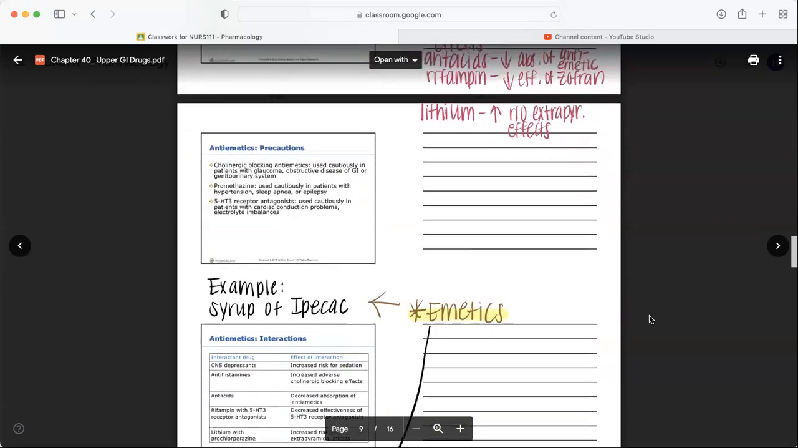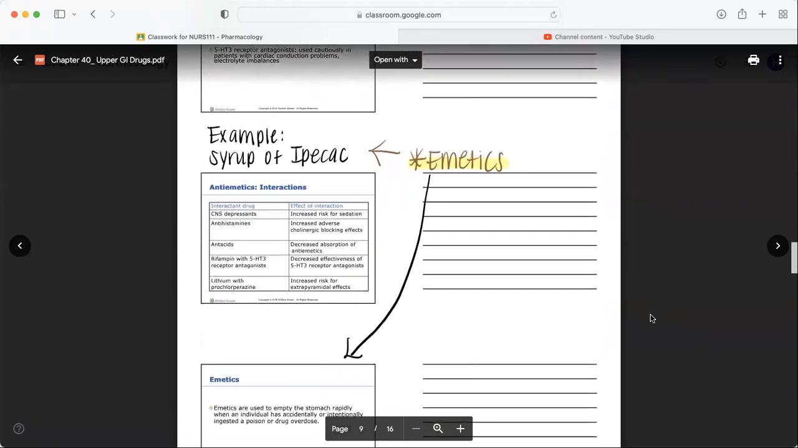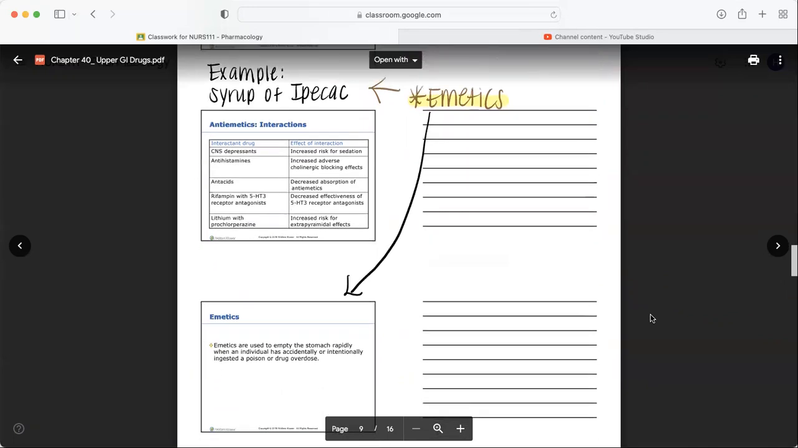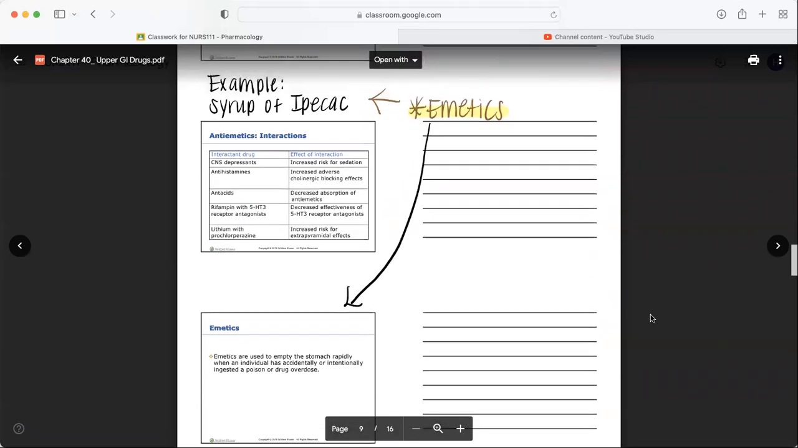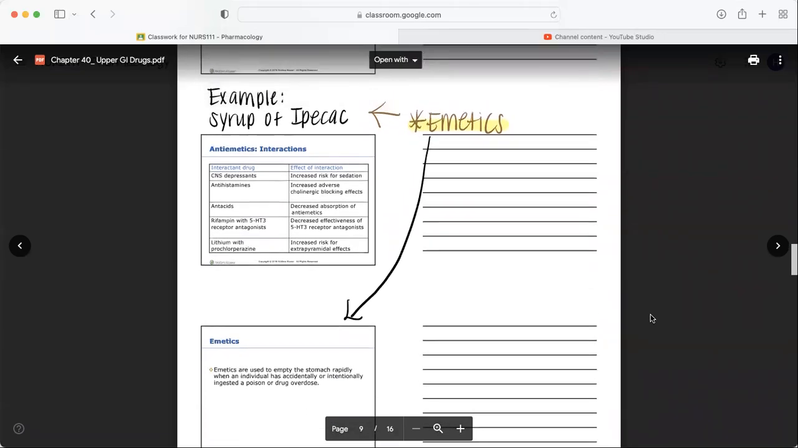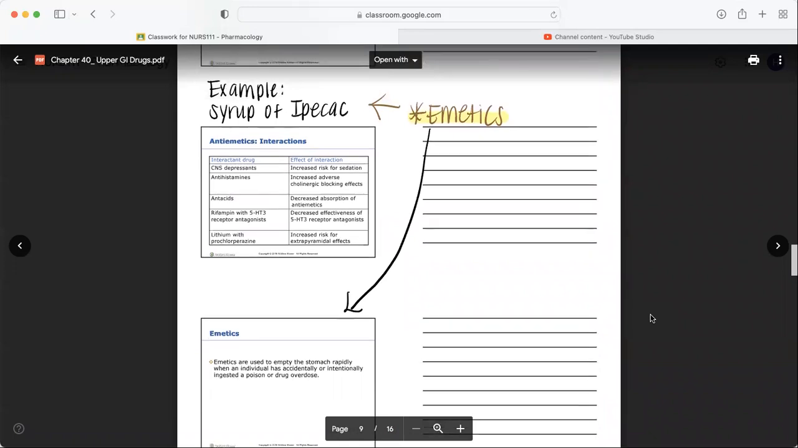Let's try to stay away from those. So if antiemetics are against vomiting, emetics encourage vomiting, right? The big one is syrup of ipecac. Syrup of ipecac used to be purchased over the counter. Now it's no longer available over the counter because it needs to be given with the supervision of medical staff. It induces vomiting.